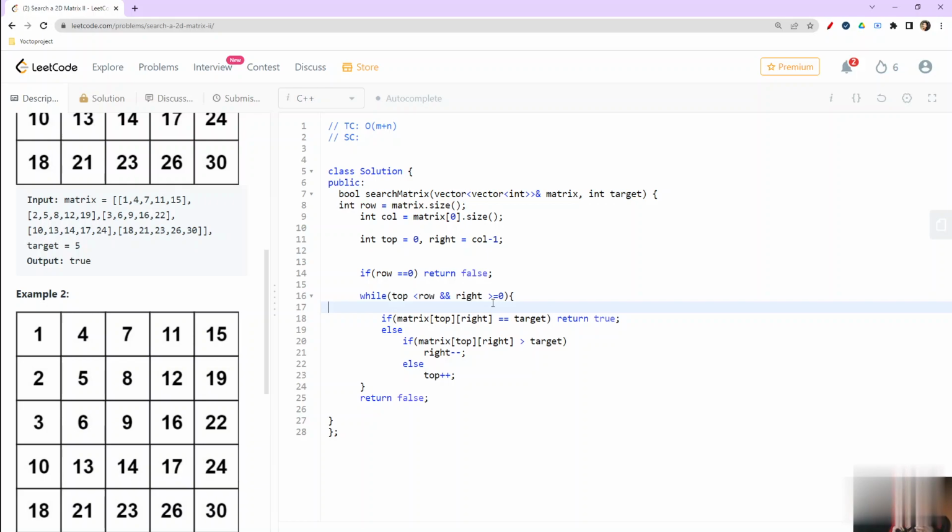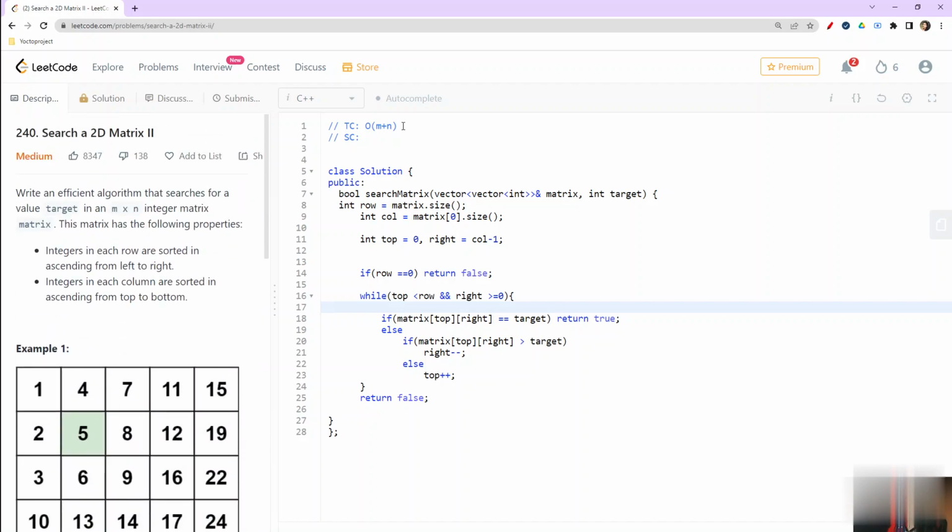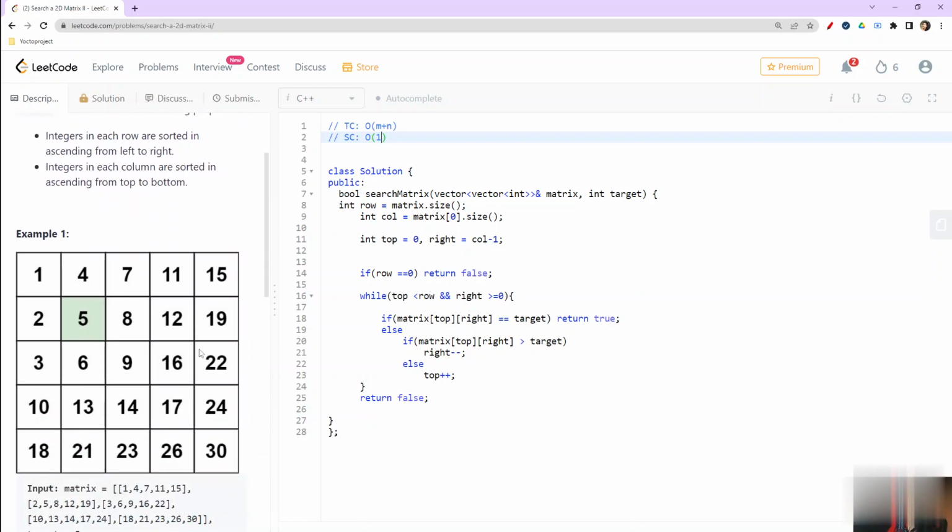So that's why the time complexity is simply order of m plus n, where m is the number of rows and n would be the columns, and space complexity is simply order of 1 only, because we are not using any auxiliary space, we are just using our given input matrix only for our particular solution. So this was all for this particular question.